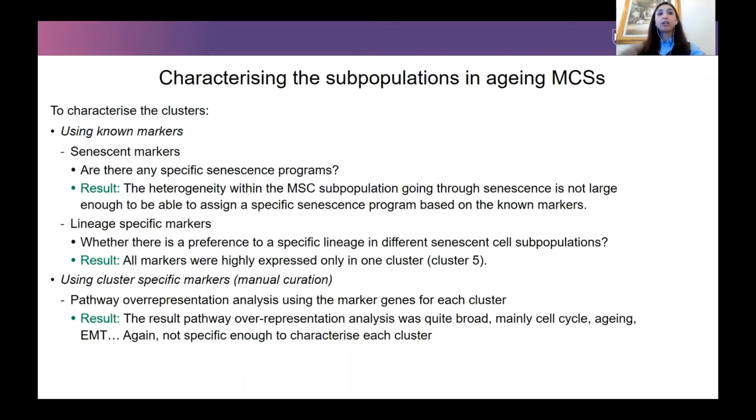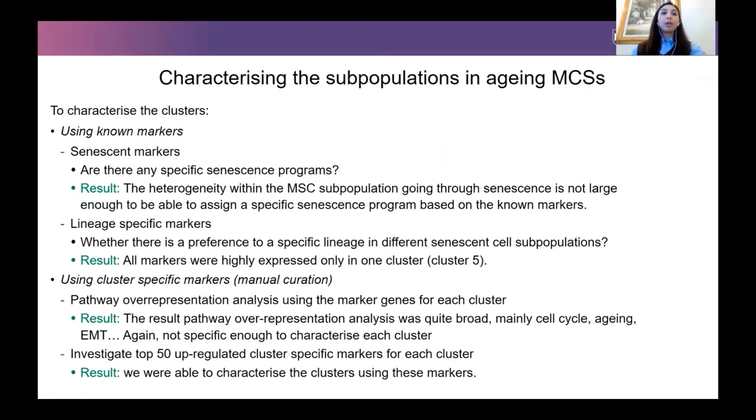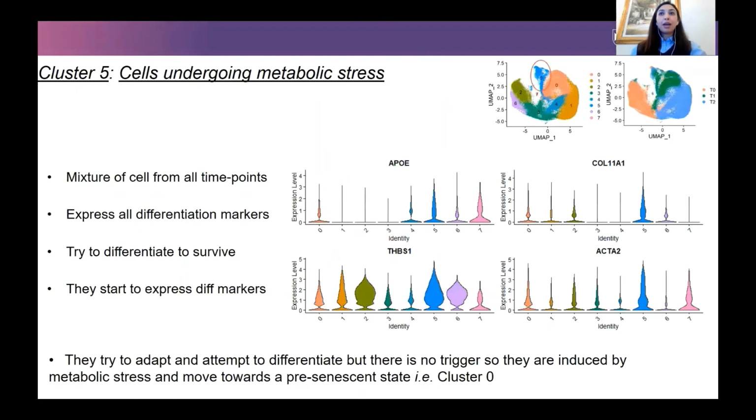They were mainly cell cycle, aging, EMT, and they were not specific enough to characterize them. So we ended up investigating the top 50 upregulated genes in each cluster, and we were able to annotate these markers. I am mindful of time, so I'll just go quickly through the cell type annotation process and also talk about one or two example genes that we chose for each cluster.